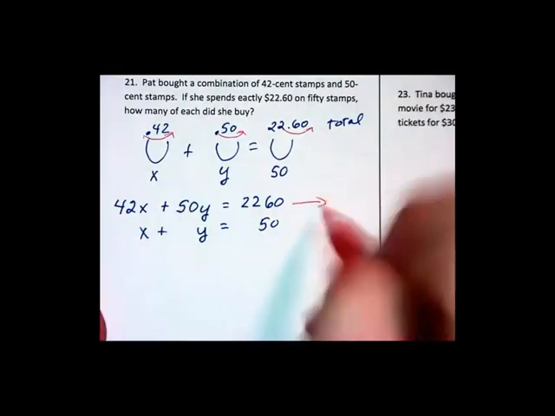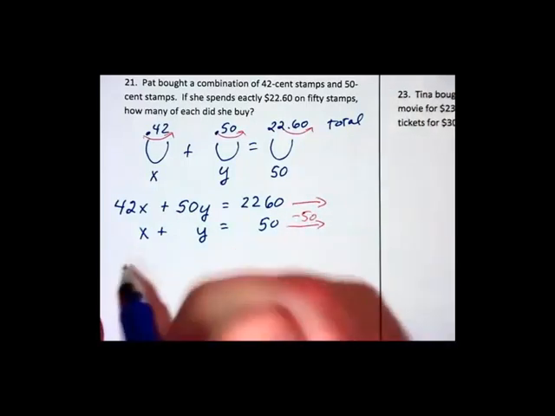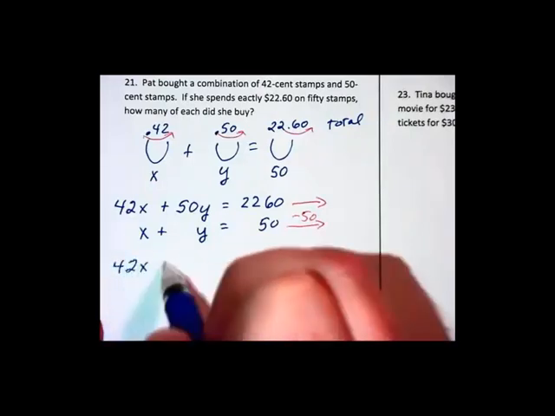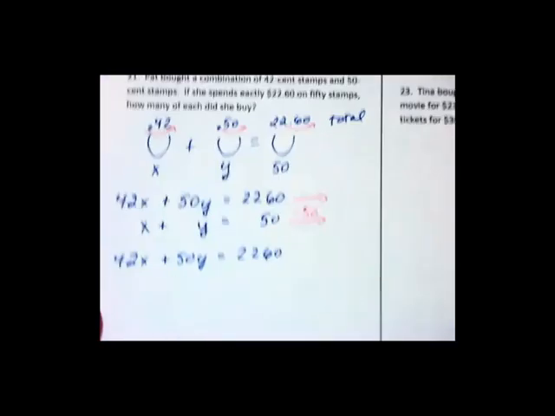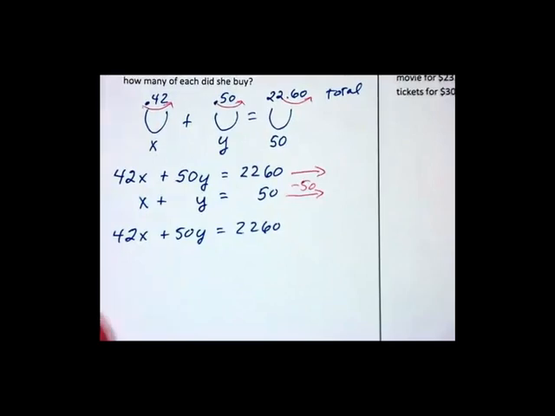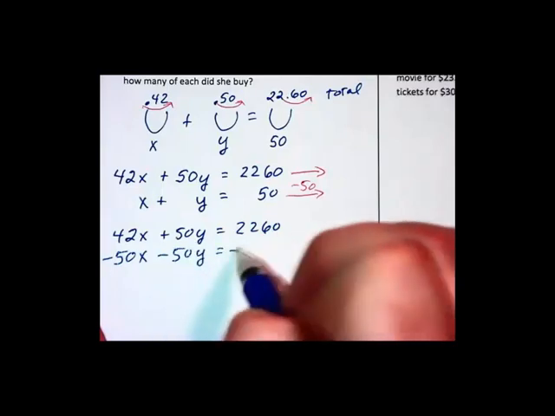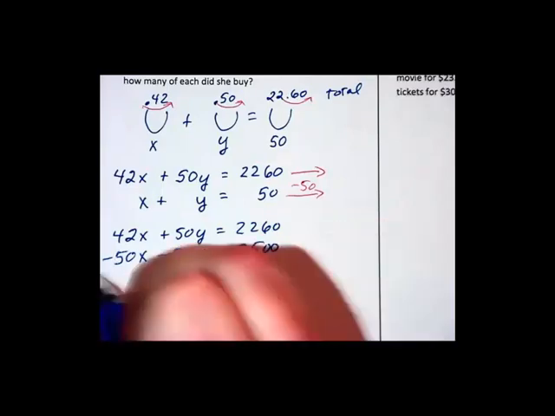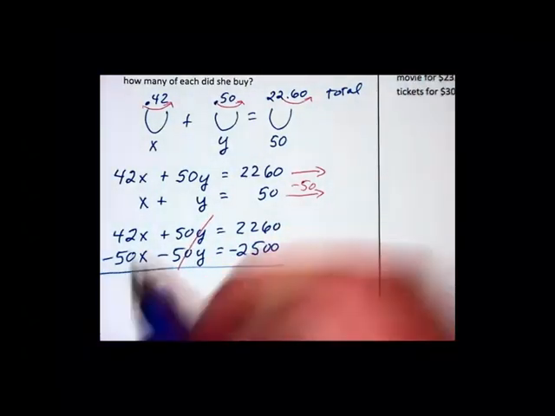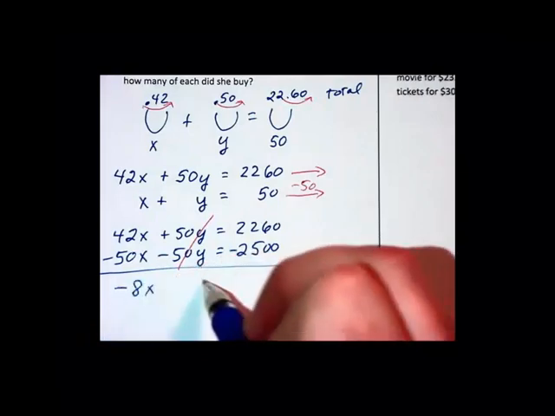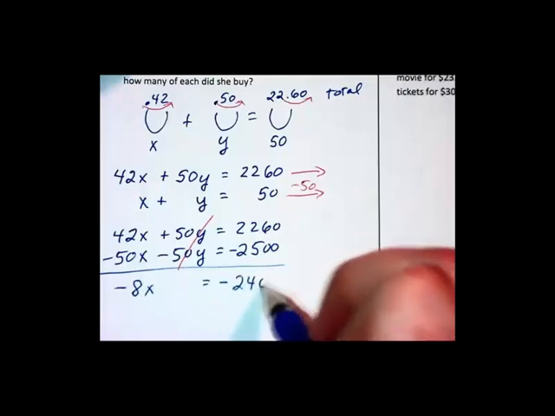I'm going to keep the top equation as is, and the second equation I'm going to multiply through by negative 50. So that first equation gets rewritten here, 42x plus 50y equals 2,260. And the second equation, multiplying through by negative 50, gives us negative 50x minus 50y equals negative 2,500. We designed this problem so the y's would cancel each other out. Adding down in the x column, we get negative 8x. And over on the right, there's more negativeness, and these are 240 apart, so negative 240.